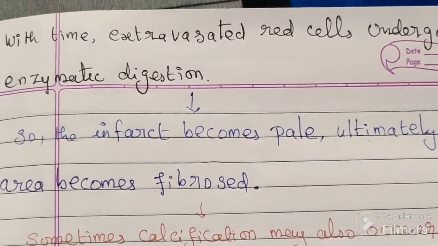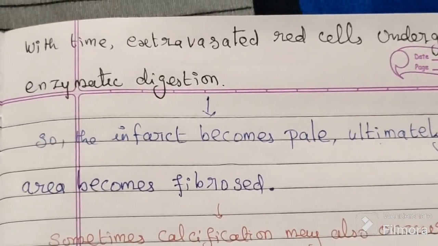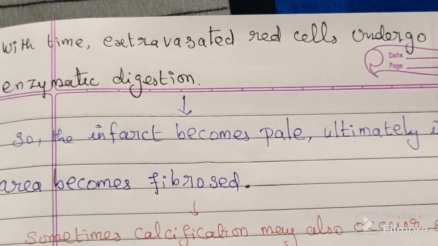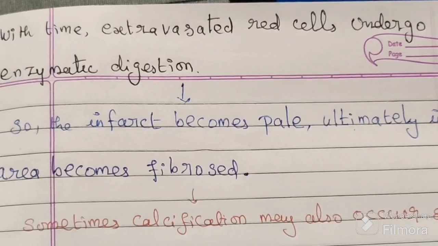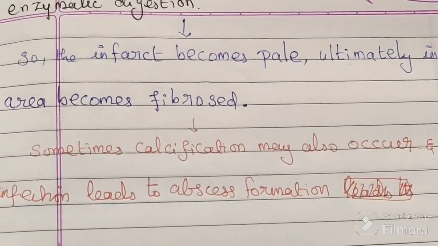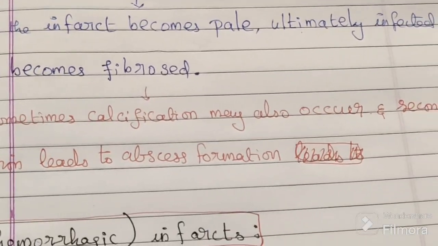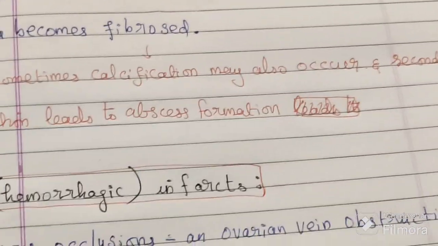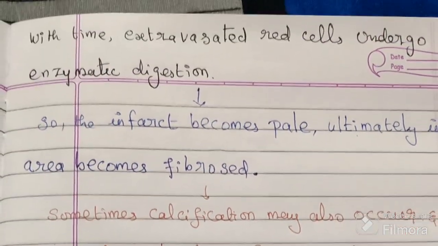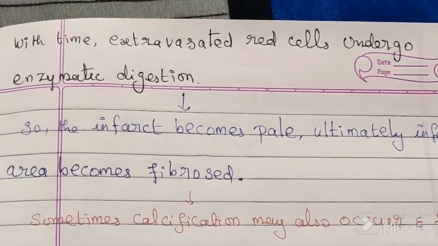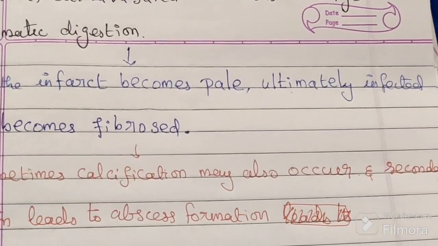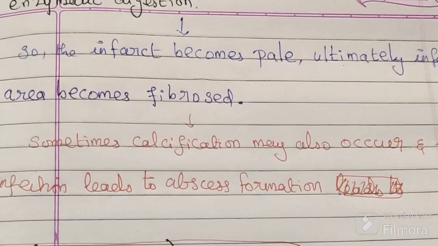With time, extravasated red cells undergo enzymatic digestion, so the infarct becomes pale. Ultimately, the infarcted area becomes fibrosed. Sometimes calcification may also occur, and secondary infection leads to abscess formation.